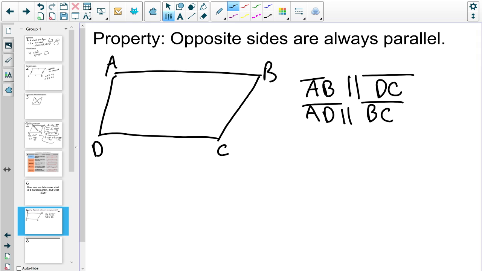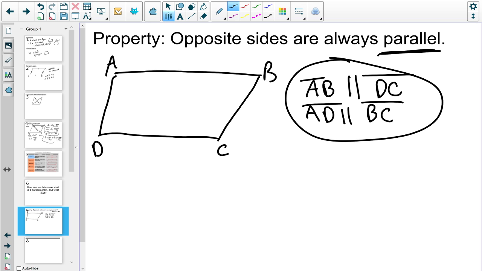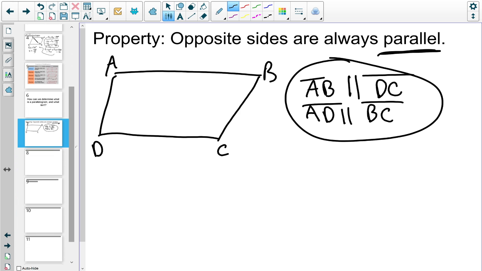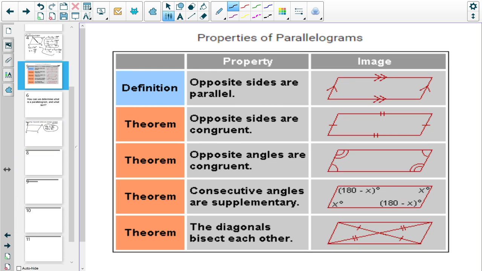Those are opposite sides. And AD is parallel to BC, and those are opposite sides. Well, we know a property of parallelograms is that they have opposite sides parallel. So in this case, we can say that if we know there are two sets of opposite sides that are parallel to each other, as they are in this case, it is 100% a parallelogram. You basically do what we do here in reverse.